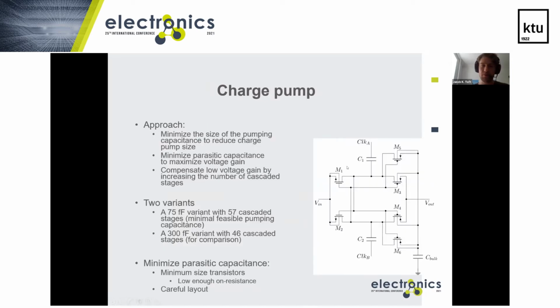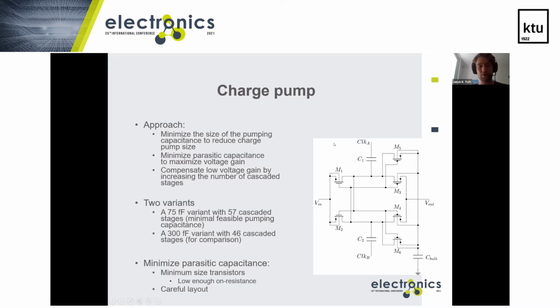The charge pump itself was designed to minimize the size of the pumping capacitors to maximize the voltage gain and minimize the parasitic capacitance of transistors and layout, and to compensate the reduced voltage gain by adding additional stages.